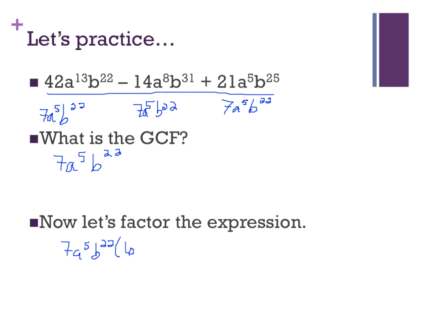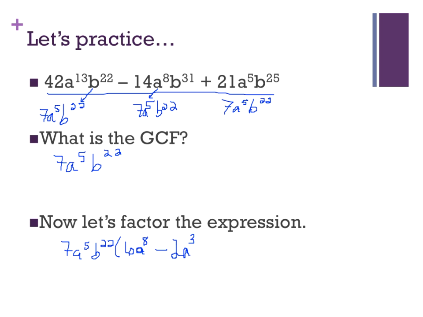So then we have 42 divided by 7 is 6. If I take a to the 5th out of a to the 13th, I'm left with a to the 8th power. And if I take b to the 22nd and factor that out, I'm left with 1. So first what's left over is 6a to the 8th. Then, subtracting, 14 divided by 7 is 2. A to the 8th divided by a to the 5th would give me a to the 3rd power.